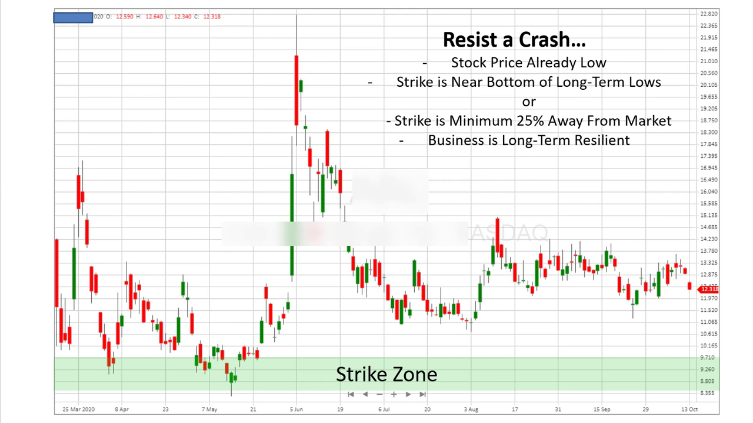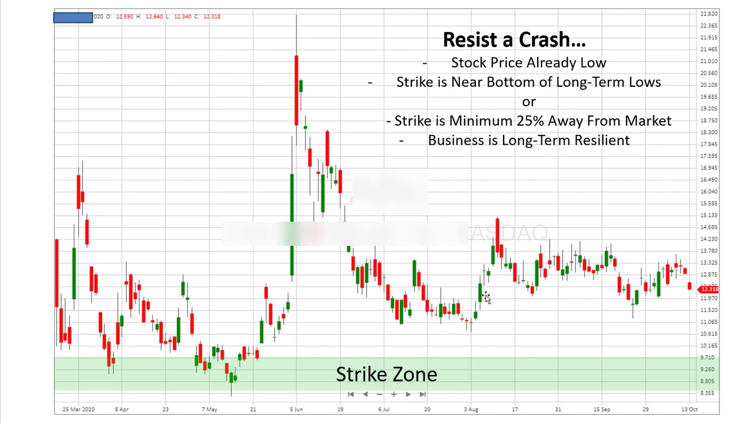The next one is the ability of a stock to resist a crash. Part of that has to do with where it is relative to its history. If it just went through a crash, it is less likely to crash an equal amount. That's what you see here: a surge in stocks, then a mini crash, and now we've leveled out. So I look at that, and then I also look at where the strike price can be, and I create a strike zone, if you will.